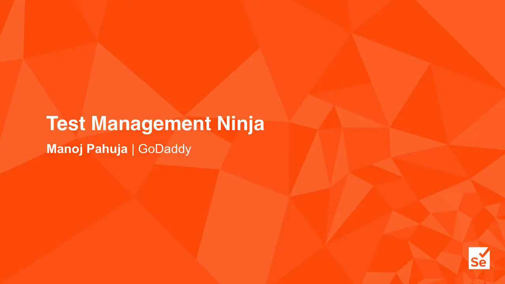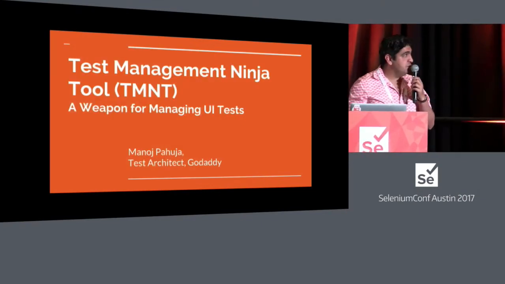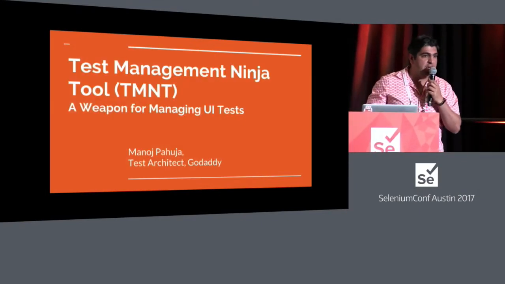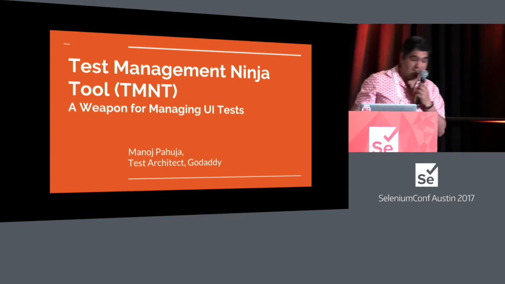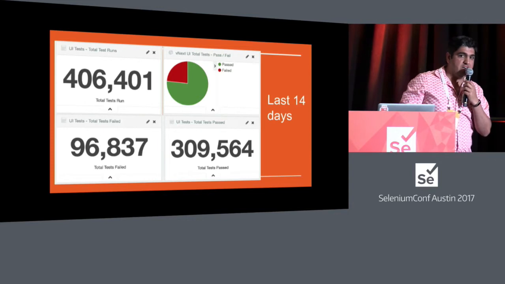Good afternoon, everybody. I am going to talk about a small tool that we built called Test Management Ninja Tool to help with managing UI test flakiness. To set some context, here is just a snapshot of our test results for the last 14 days.